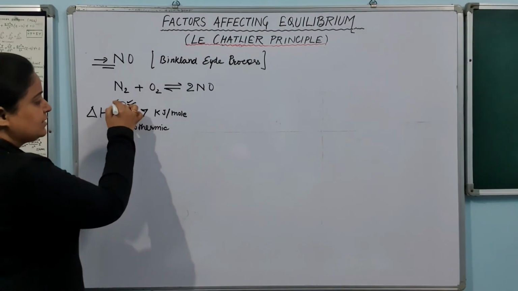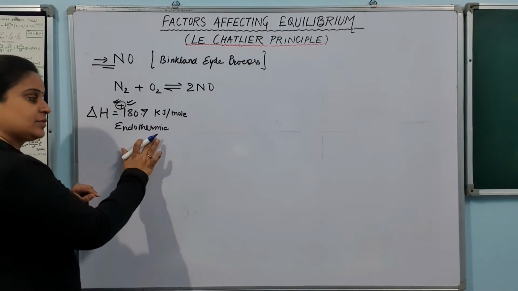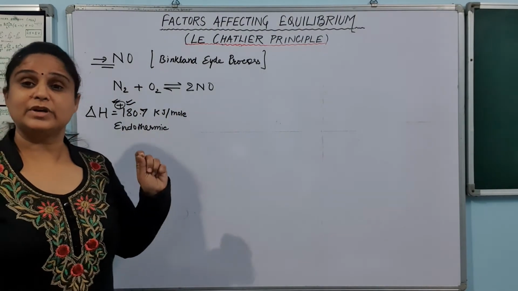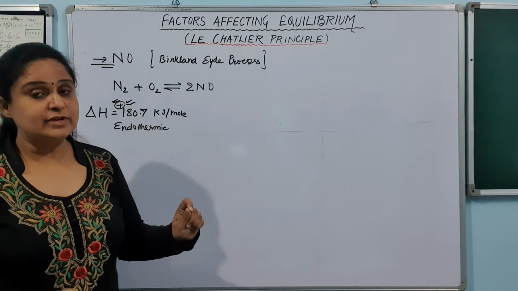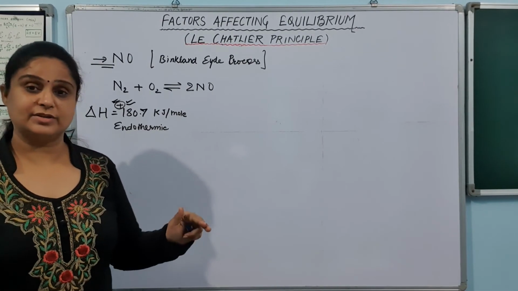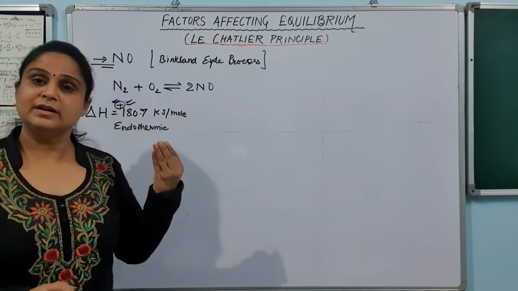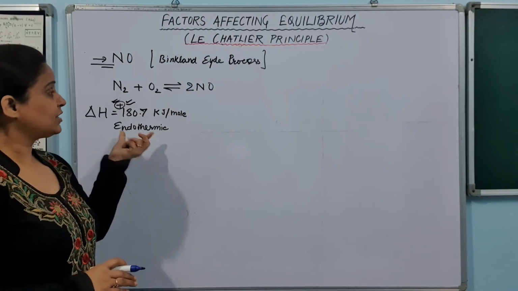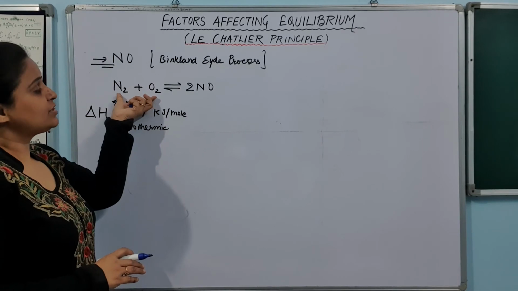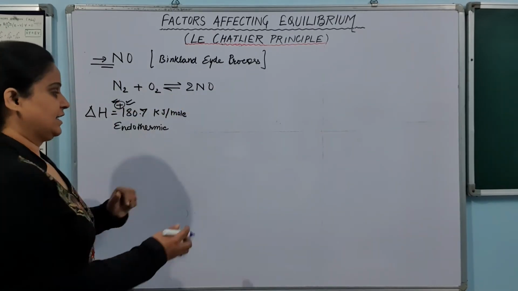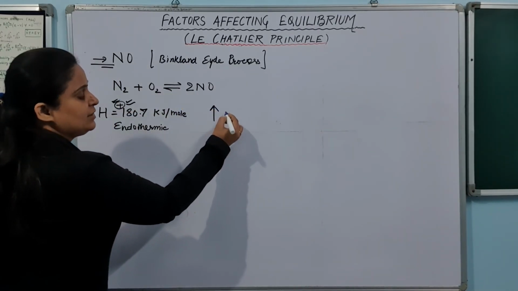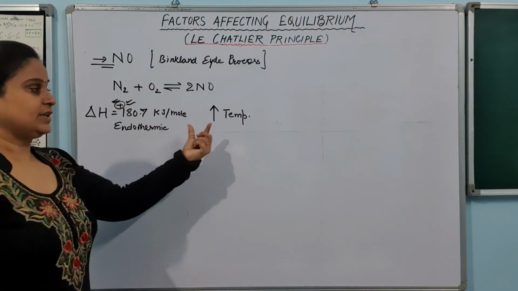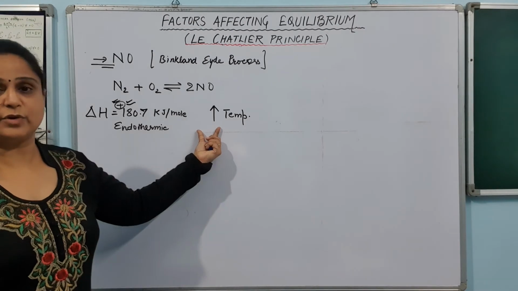Now we can see positive means endothermic process. If it is endothermic and you increase the temperature, the reaction will go in the direction where the energy is being consumed. So what is the direction? Forward direction, because it is endothermic. So if you increase the temperature, the reaction will proceed in the forward direction. So the comfortable state will be more temperature. First, increase the temperature and the reaction will move to the forward direction.